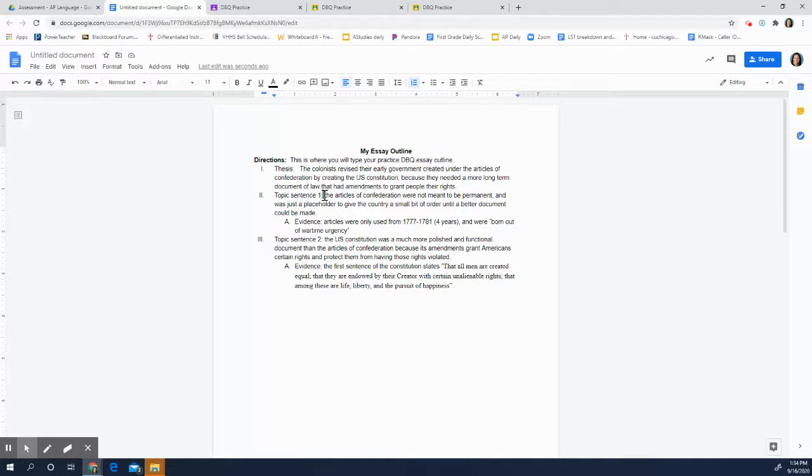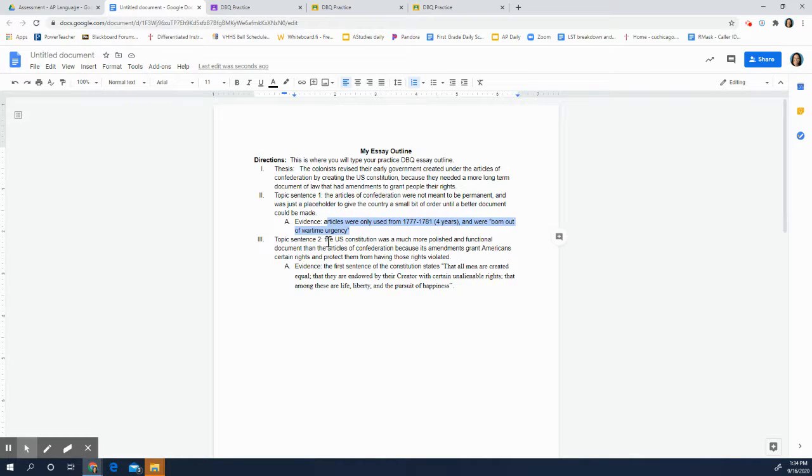that, right? So topic sentence one is the Articles of Confederation were not meant to be permanent and were just a placeholder to give the country a small bit of order until a better document could be made. And then we have evidence from history notes. Nice job taking those notes.